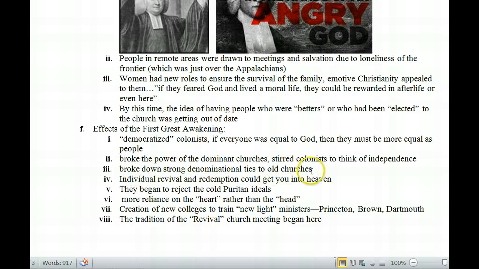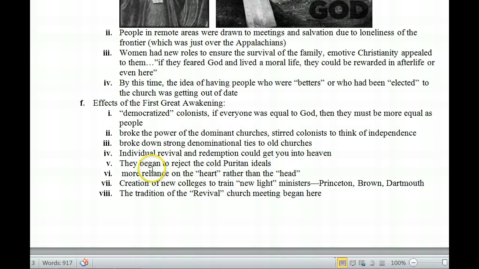breaks down denominational ties to the old Presbyterian, Congregational, Puritan churches. Individual revival and redemption could get you into heaven. So you don't need some scary preacher guy saying you get to get in or not. They began to reject Puritan ideals, that just scary, can't do anything on a Sunday kind of stuff. Kind of reliance on the heart rather than the head, as it put, meaning just studying the Bible. Are you in your heart a true Christian?